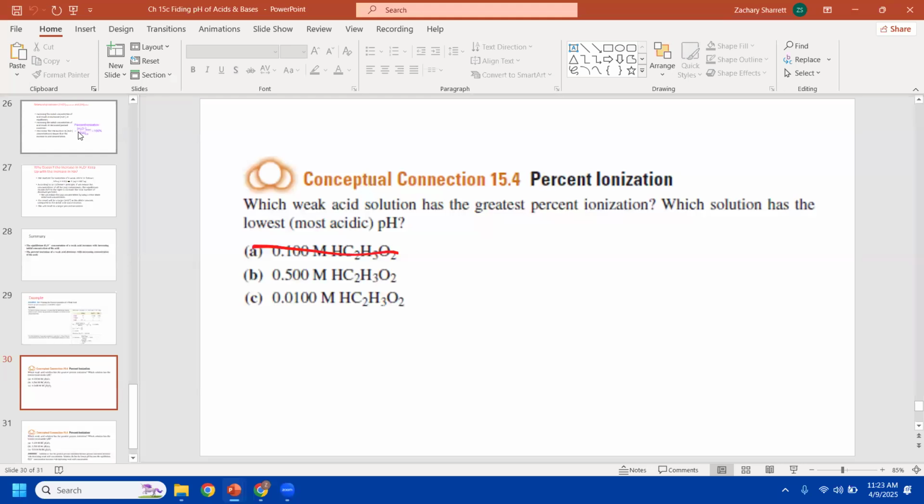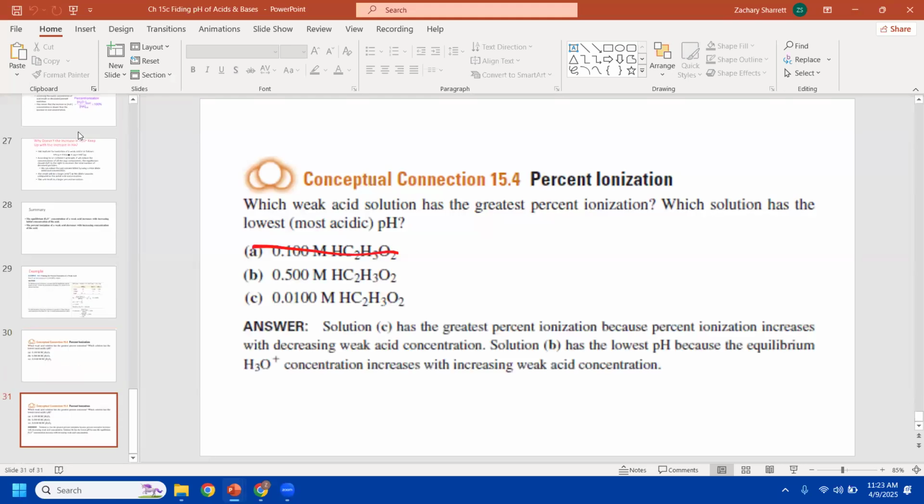I would answer if that was right or wrong, but I actually don't know. So let's see what it is. Solution C has the greatest percent ionization because percent ionization increases with decreasing weak acid concentration. So basically what this tells us is the lower the concentration, the more the thing will ionize.